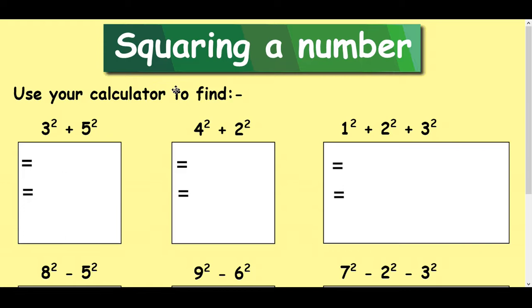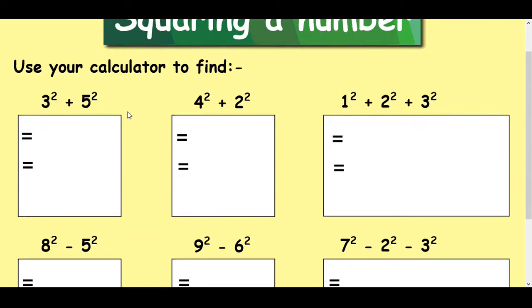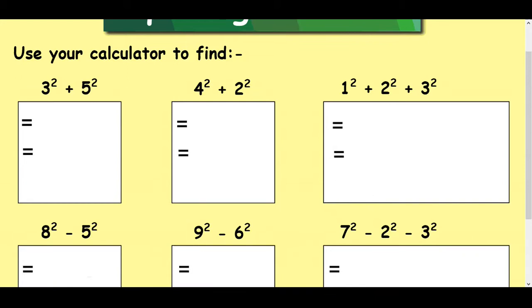Okay, finally, I'm going to look at this just before we move on. So use your calculator to find 3 squared plus 5 squared. You can either use a calculator or you could do it in your head. 3 squared is just 9, plus 25, and then add that together, you're going to get 34. Okay, so you just do them individually and then add them.